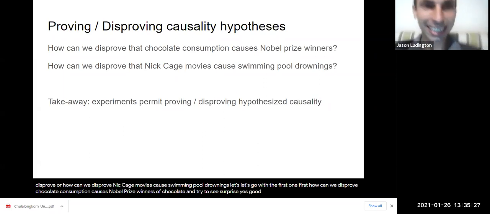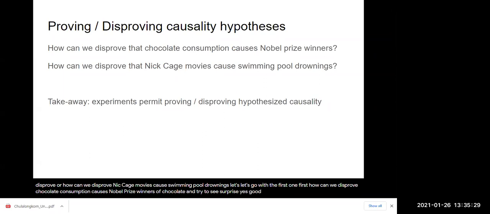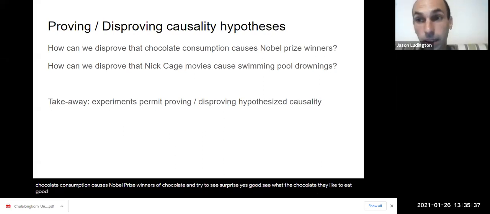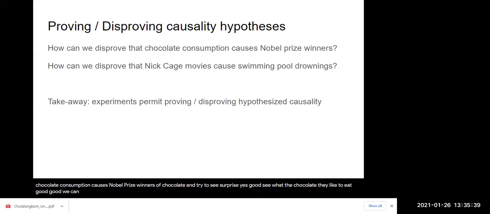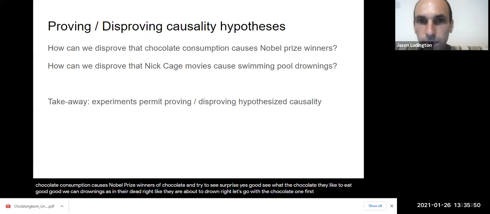Yes, good. We can actually ask the Nobel Prize winners of the year what chocolate they like to eat, and if they eat chocolate at all. For Nick Cage movies, we can say, well, wait, drownings as in they're dead, right? Not like they're about to drown, but like death. Let's go with the chocolate one first.